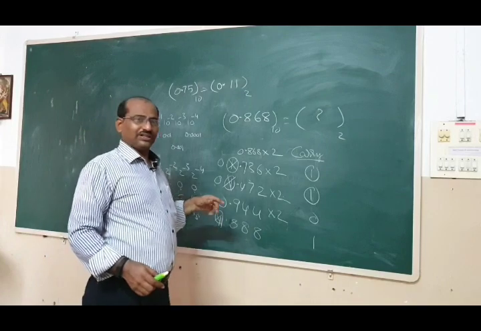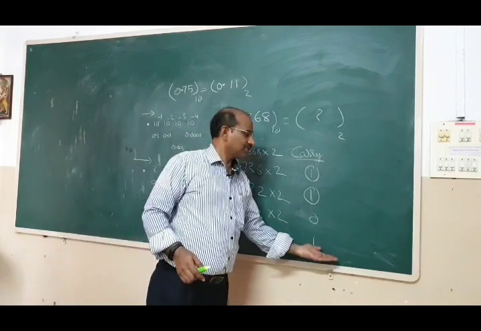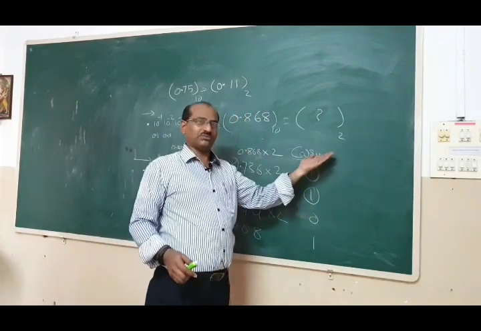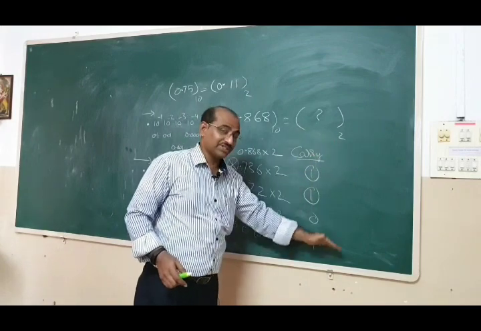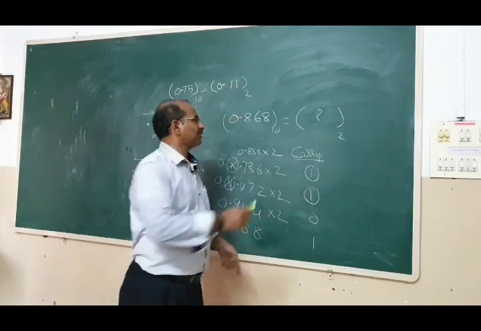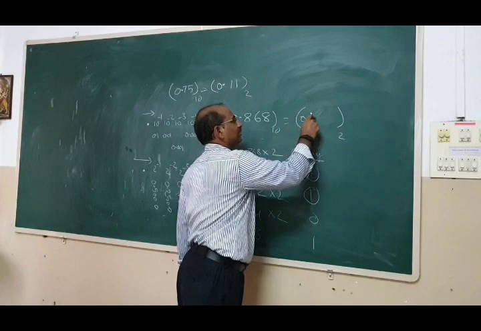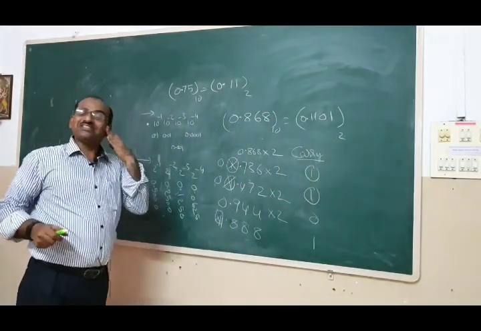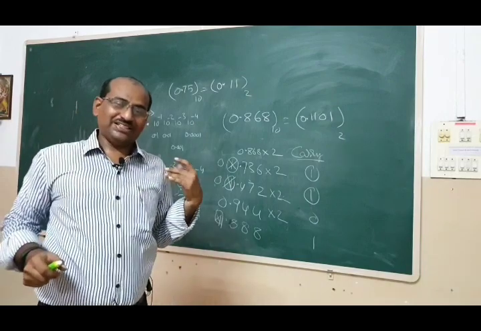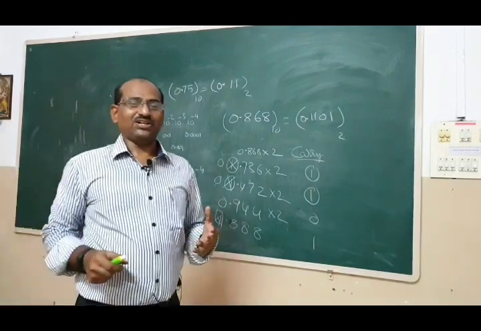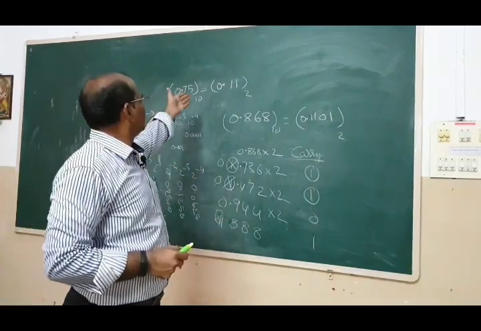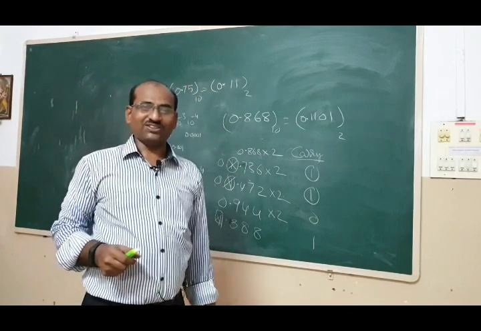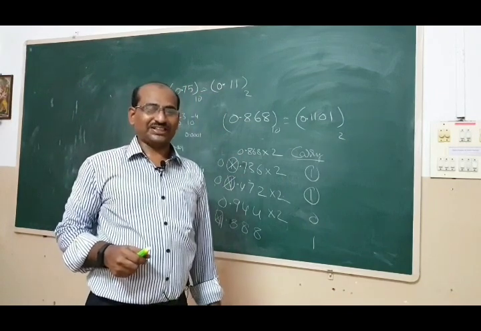1011. Earlier we wrote like this from bottom to top, but now you have to write from the top to bottom, that is 1101. So this is 0.1101. Now my question is, what is the method if they give, say, 26.75? What will you do?